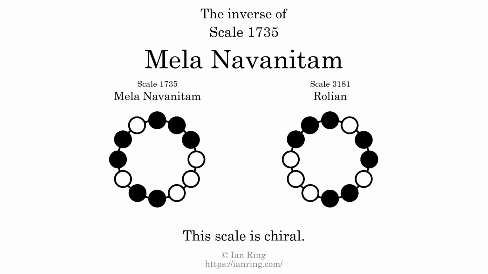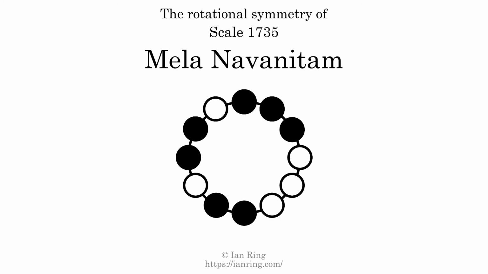The inverse of a scale is a mirror image. It is what you get when the sequence of intervals is reversed. The inverse of this scale is scale 3181, also known as Rollian. This scale is chiral. It cannot transform into its inverse by rotational transformation. This scale has no rotational symmetry.